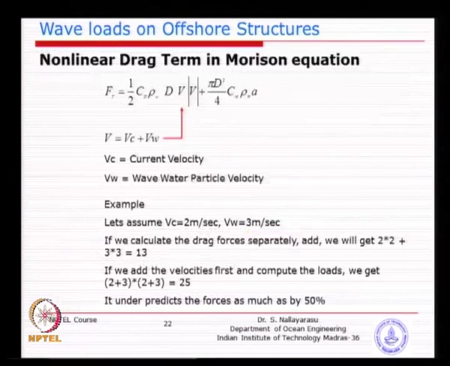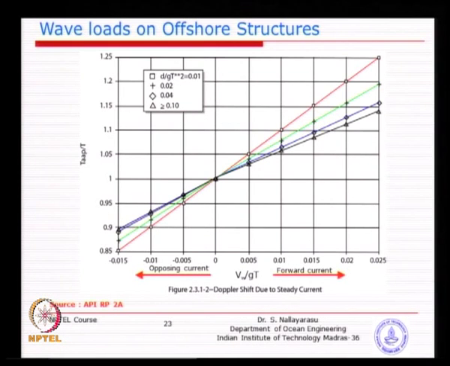API has come up with a chart something like this. You can see here, if it is 0 current, the current ratio, VW, is the current speed divided by GT. If it is 0, the ratio is 1, is it not? Basically you just go up here and then come here. Several experiments have been done, and based on this, that red line is something that we normally use. You can see here forward current, the ratio is always higher, and backward or reverse current, it will always be smaller than 1.